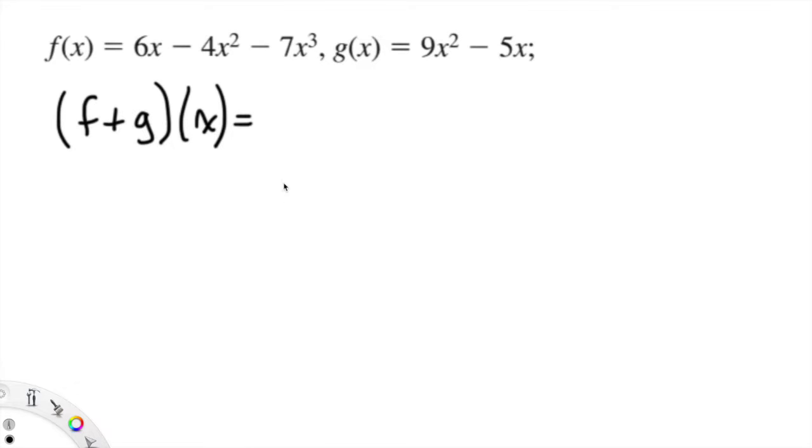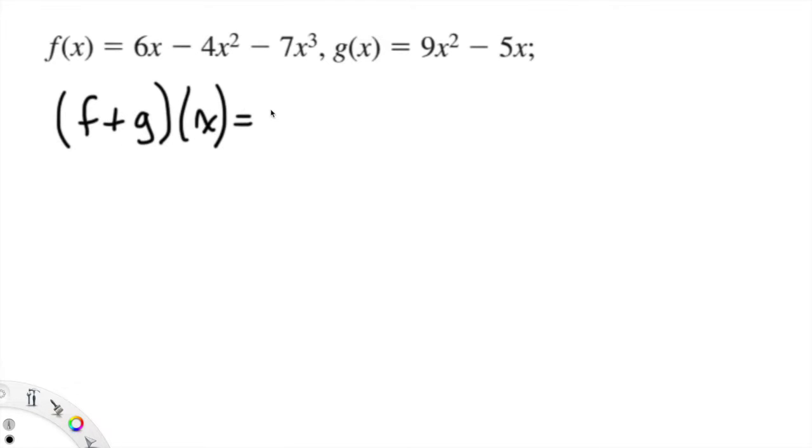You will be asked to perform function operations. In this one, we have f of x equals 6x minus 4x squared minus 7x cubed, and g of x equals 9x squared minus 5x. You're asked to calculate f plus g of x.